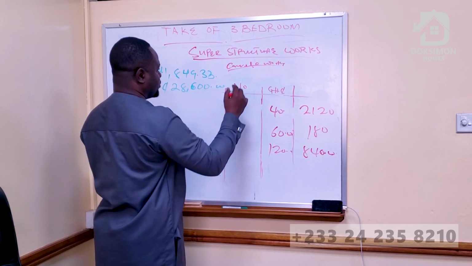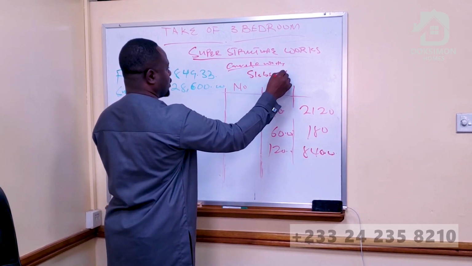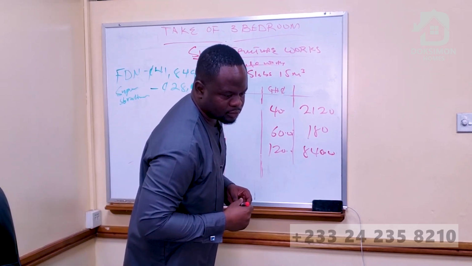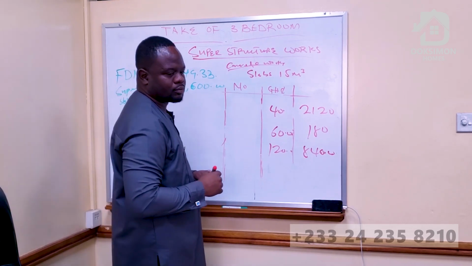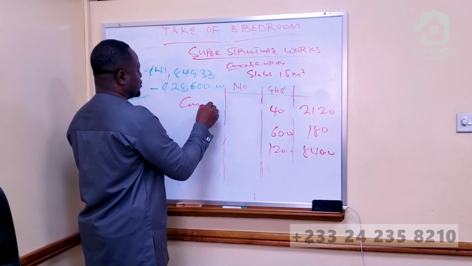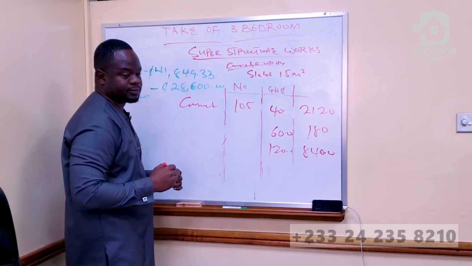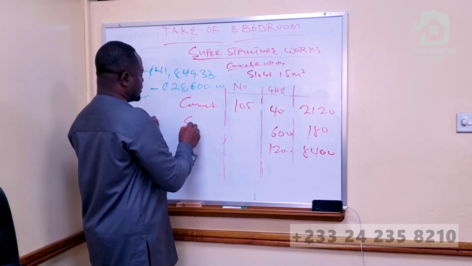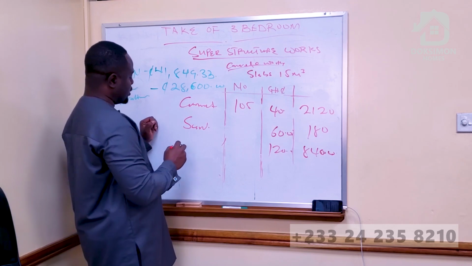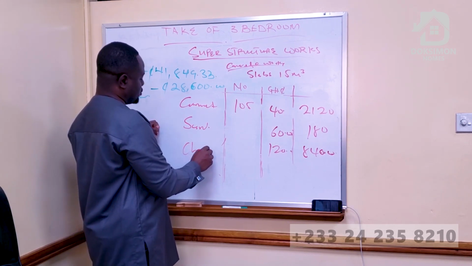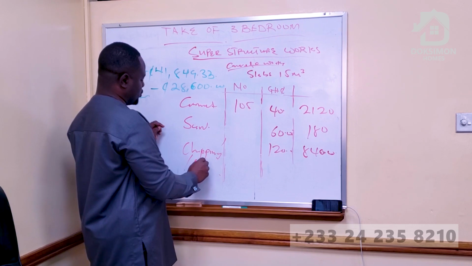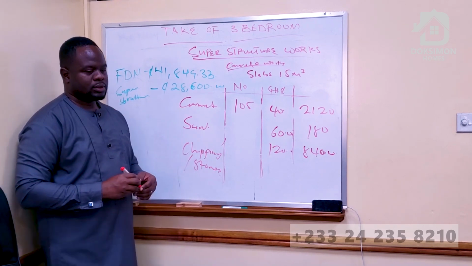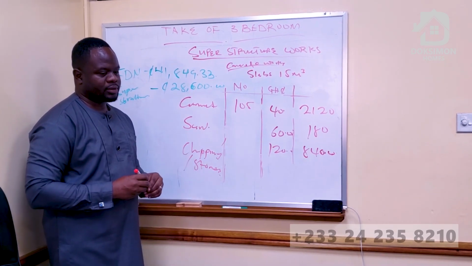So we are looking at a slab of 15 meter cube. Slab is 15 meter cube, yeah. Our cement, we need 105 number of cement for our slabs. We'll need sand. We also need the chippings, better name stones. Okay, so this slab is the breakdown we are trying to give.